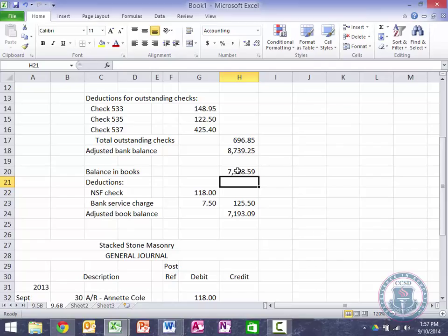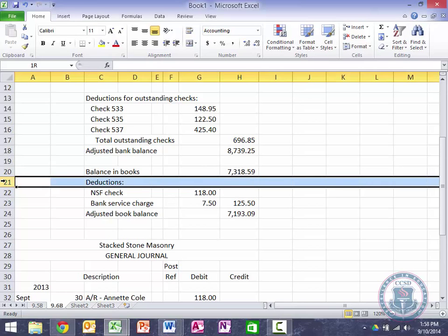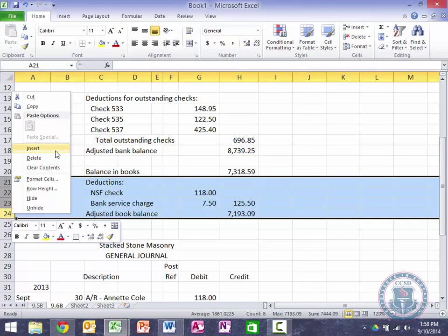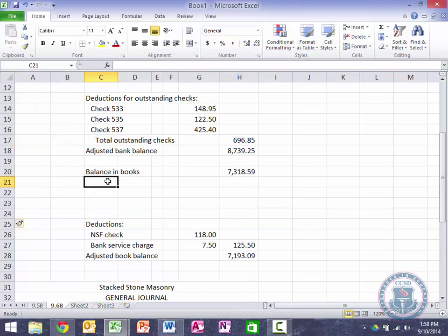Okay. This time, though, it says a credit memorandum shows the bank collected $1,550 of the notes receivables, and that we didn't get that. We don't have that on our books, so we're going to have to add that in. So let's go ahead and add in 3 or 4 rows here. Let's just do 4 rows because I'm thinking ahead. And we're going to do additions.